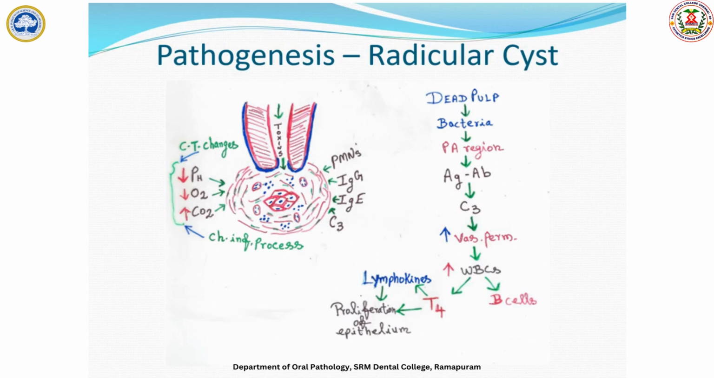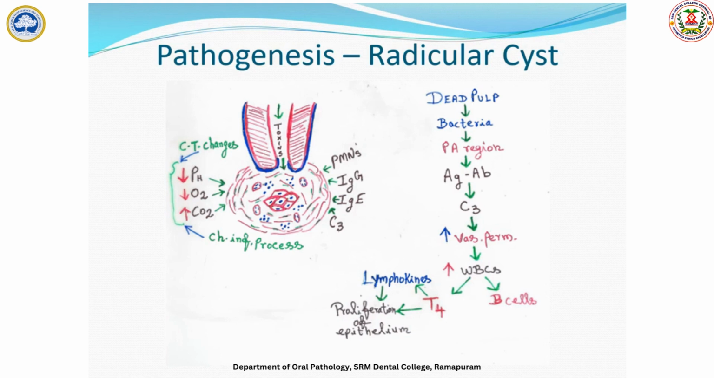All this inflammatory reaction will cause increased vascular permeability. That is, vasodilatation will occur, increased blood flow will occur. This will increase the WBC count in that particular environment. So T4 cells, helper cells, and B cells both will come into the picture. B cells will secrete the antibody, T4 cells will secrete certain materials called lymphokines. These materials secreted by the T4 cells make the cell rest of Malassez proliferate.